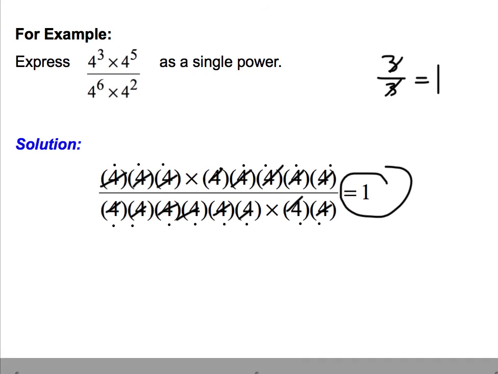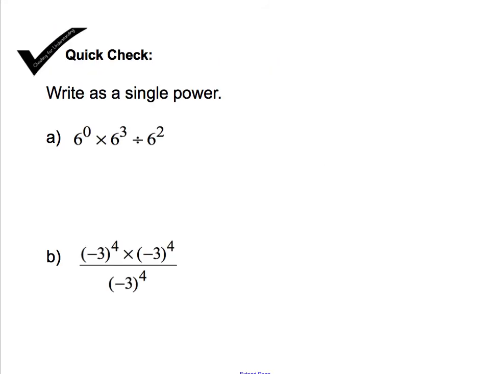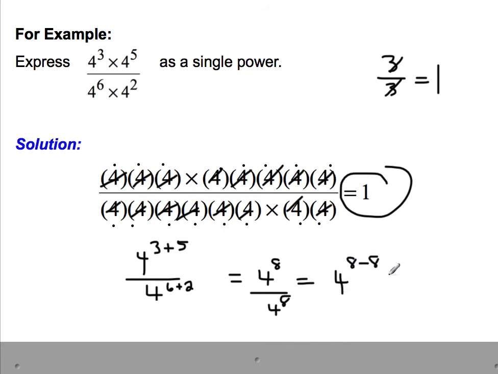Oh, and I didn't write it in the other form. So I'll do it here for you. So if I have 3 plus 5 on the top, and I have 6 plus 2 on the bottom, I get 4 to the power of 8 over 4 to the power of 8, which is equal to 4 to the power of 8 minus 8, which is equal to 4 to the power of 0. And we know that anything raised to the power of 0 is equal to 1.